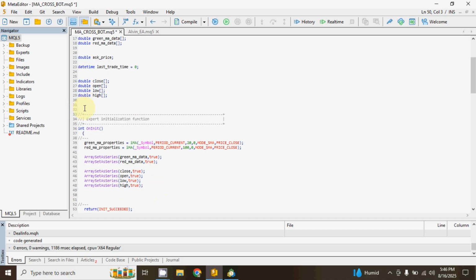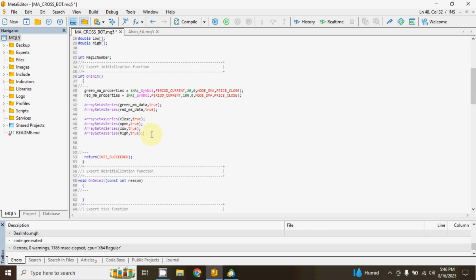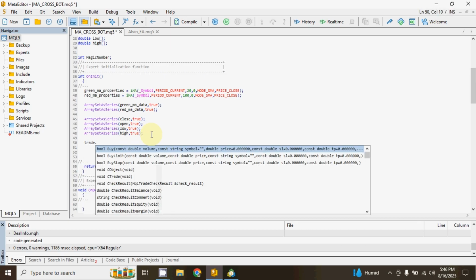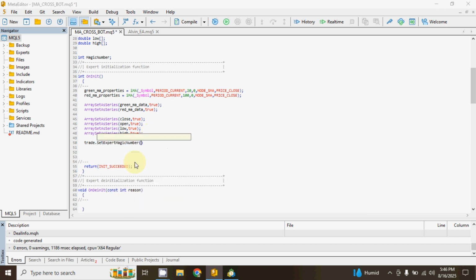To set the magic number, you can come to your global space and declare an integer variable, then name it magic number, right? End it with a semicolon. Now go to your initialization event handler, then use trade dot set expert magic number, right? Then inside this parenthesis, input the magic number.